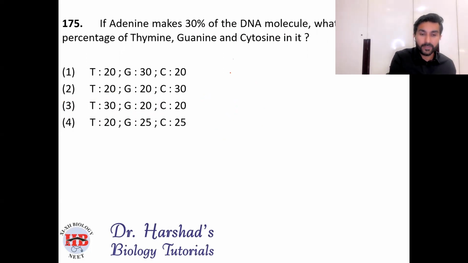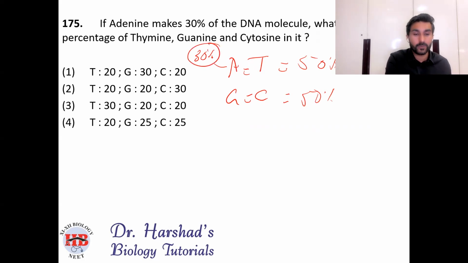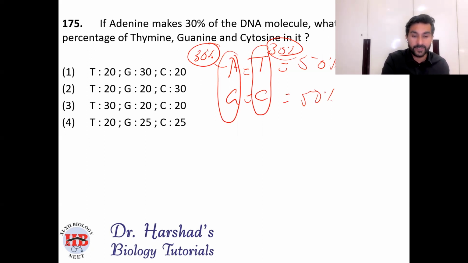Now, if you remember, A is equal to T and G is equal to C. The sum total of this should be 50%. The sum total of this should be 50%. That's your shortcut that we use. So anyways, if A is equal to T and A is 30%, automatically T becomes 30%. Right? The sum total of this should be 50%. So this becomes 20% and this becomes 20%.